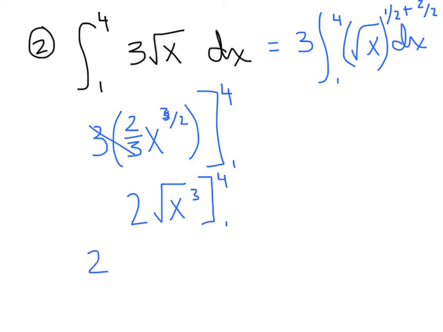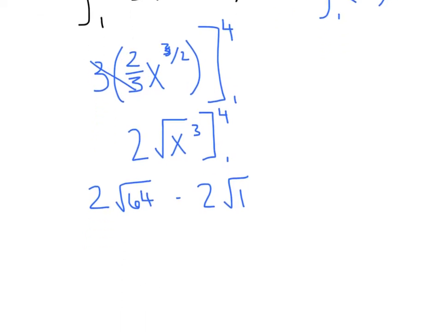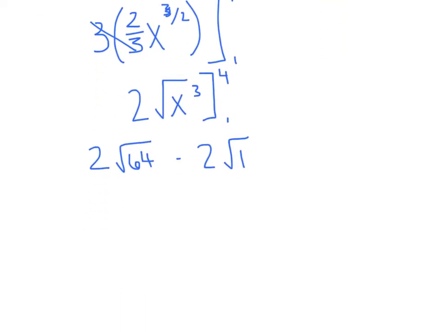We're going to plug in the upper bound first. So it's the square root of 64 minus, and then I'm going to plug in the lower bound. And by the time it's all said and done, let's see here. Square root of that would be 16 minus 2. I've got a net value or net area of 14.